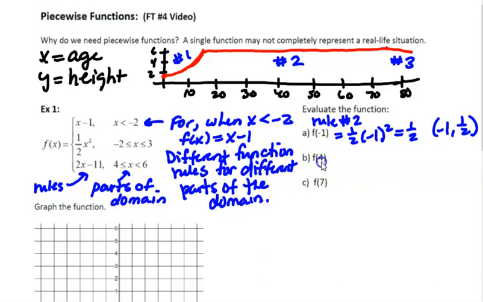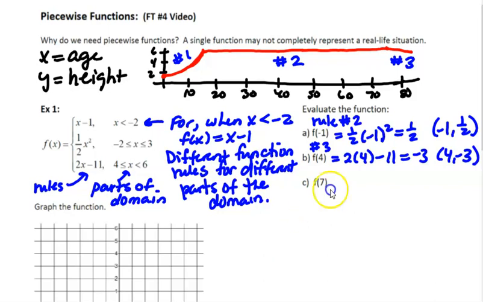When x is 4, I'm going to have to go to rule number 3 because 4 is in the section of the domain right here where x is greater than or equal to 4 and less than 6. So I have to use number 3 for this one and say that y is going to be 2 times 4 minus 11, which is -3. So that means the point 4, -3 is on the graph.